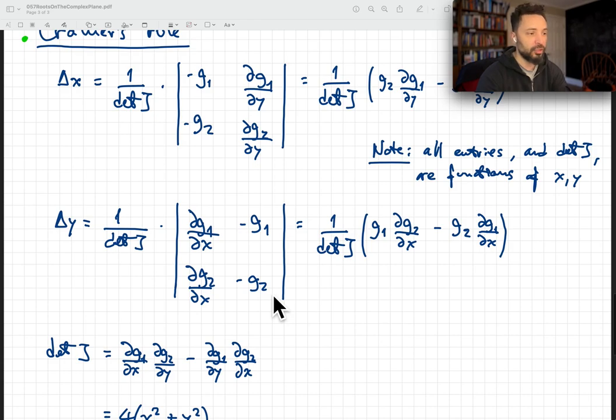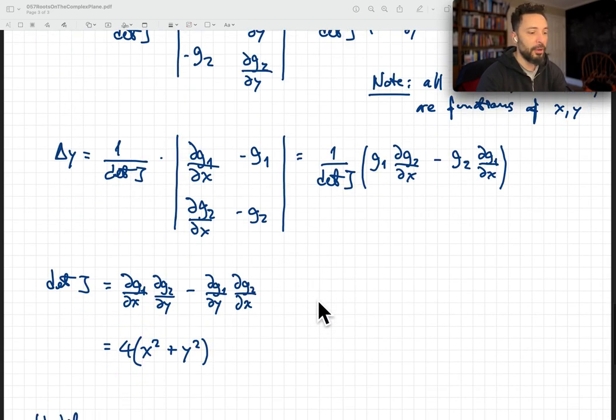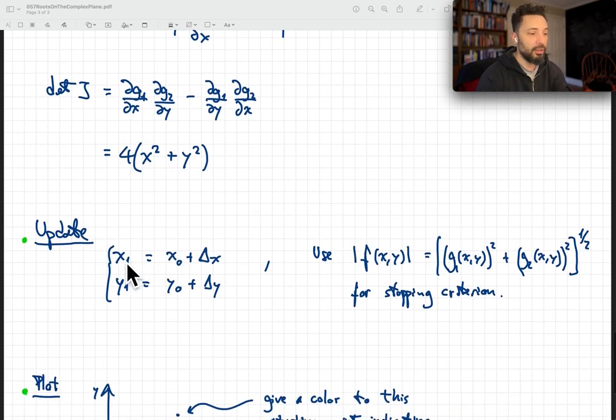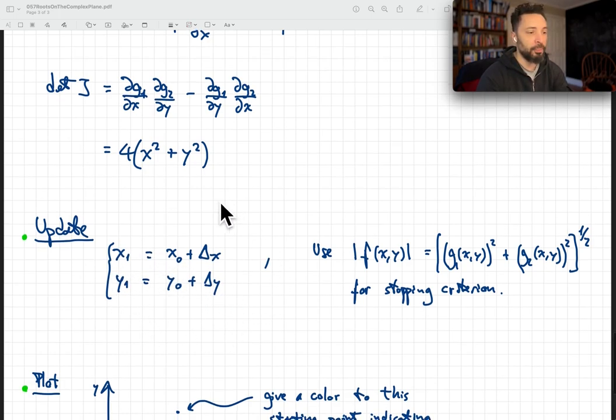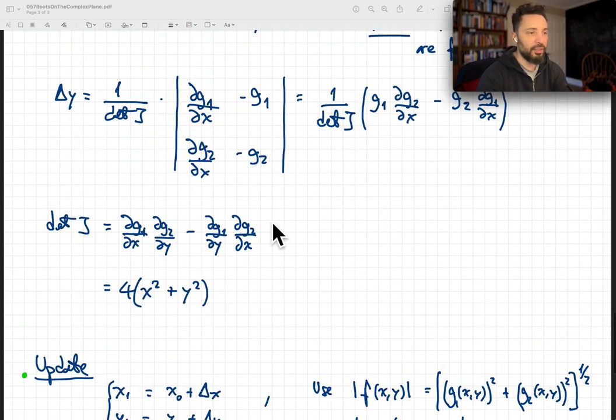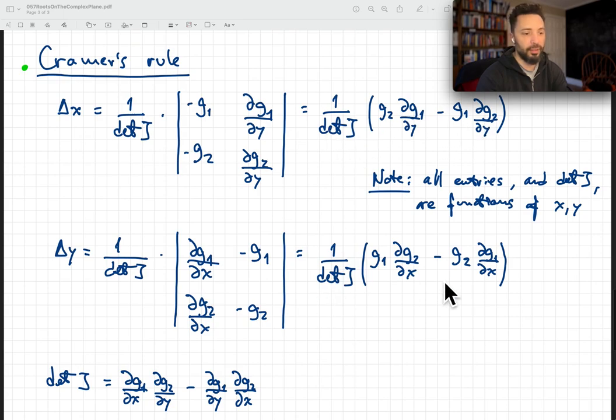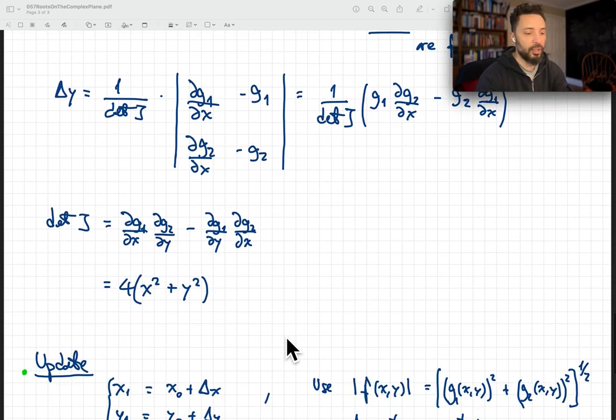You go from x0 to x1, and you need to recalculate everything to calculate the new delta x and delta y. And with that, you can update x1 to be x0 plus delta x, y1 to be y0 plus delta y, and then once you update this, you go back to the beginning and you recalculate everything. And you keep doing that update. As you can see, the most expensive part of the update is calculating these objects here, because you need to do those every time you update your point.